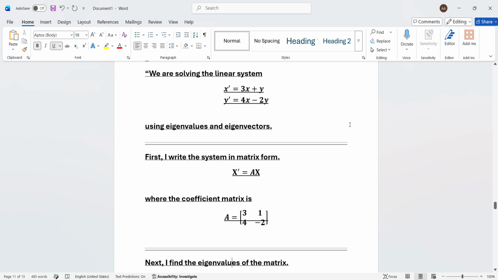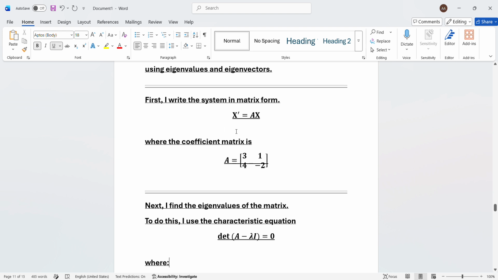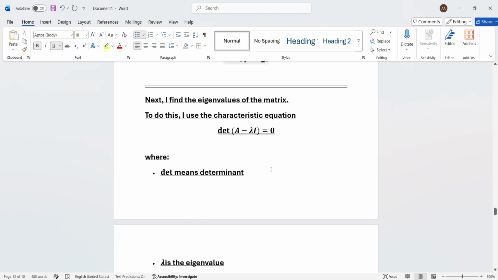familiarized with these terms. First, I write the system in matrix form of x prime equals Ax, where the coefficient matrix is this matrix A equals [3, 1; 4, -2]. Two rows, 2 columns for this matrix. Next, I find the eigenvalues. We're gonna use this one.